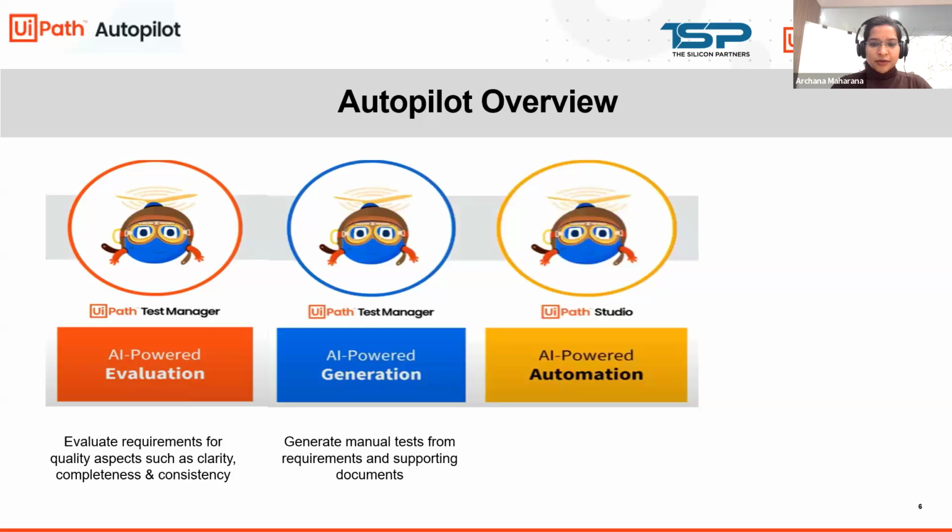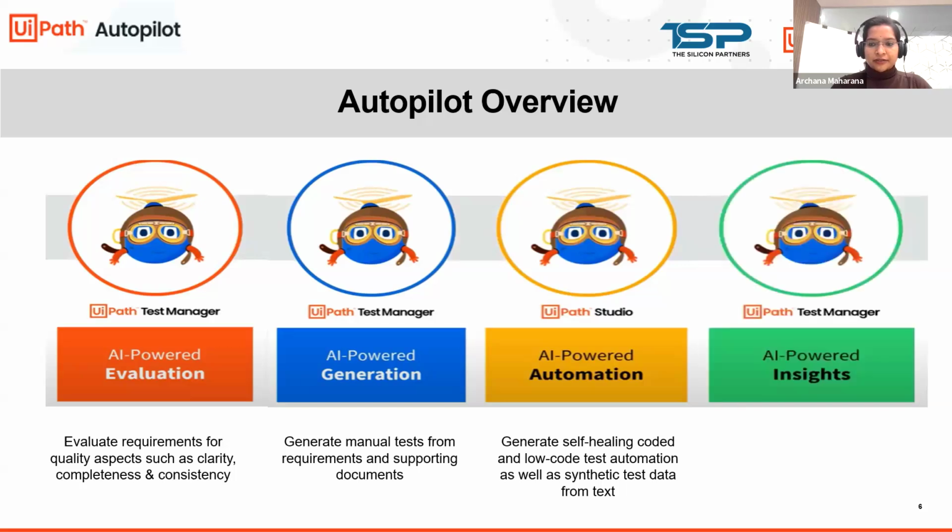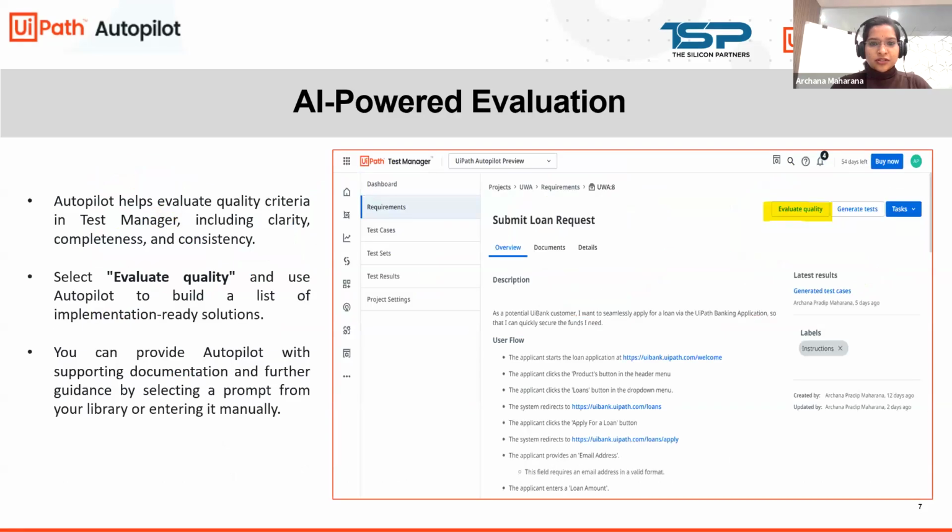Third is AI powered automation. This helps in Studio. We create low code, generating code automatically in our Studio. And the fourth is about the insights. It is available in the Test Manager results, where we generate a report based on our test results. So going forward, we will learn about these 4 things in detail. We are going to start with our AI powered evaluation.